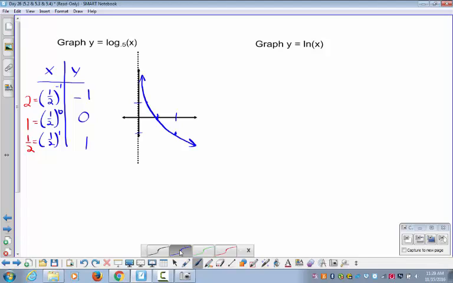Now let's graph the natural log of x. So we're going to pick, again, x's and y's. The base here is e, so we're going to pick e to the negative 1, e to the 0, e to the 1. And then what are the y values going to be?